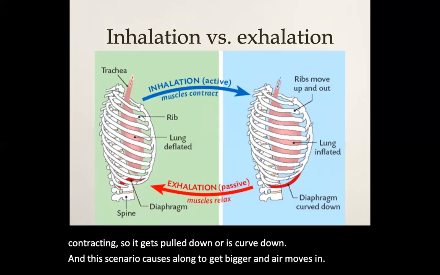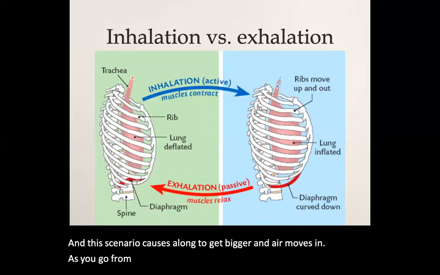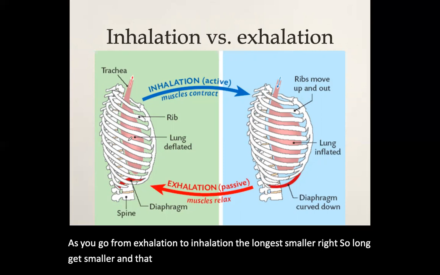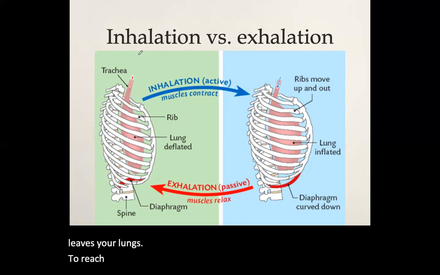As you go from inhalation to exhalation, the lung gets smaller, right? So the lung gets smaller, and that causes the pressure to build up and the air leaves your lungs to reach back to that magic number of 760.